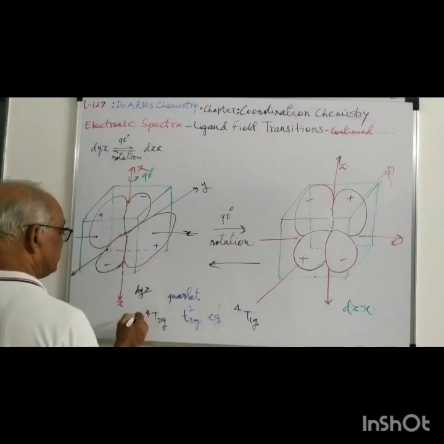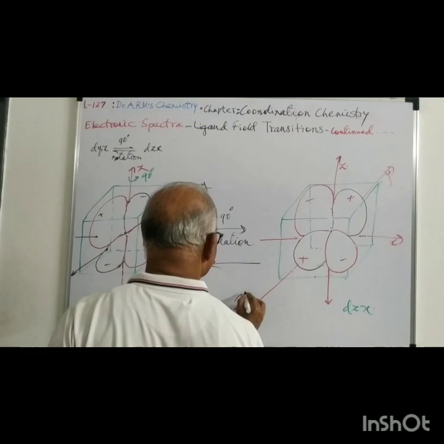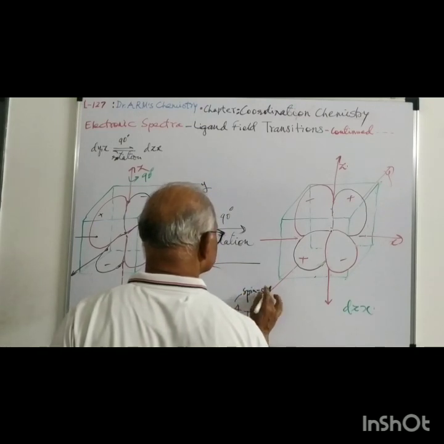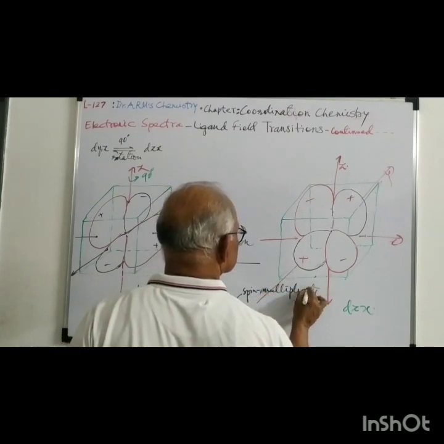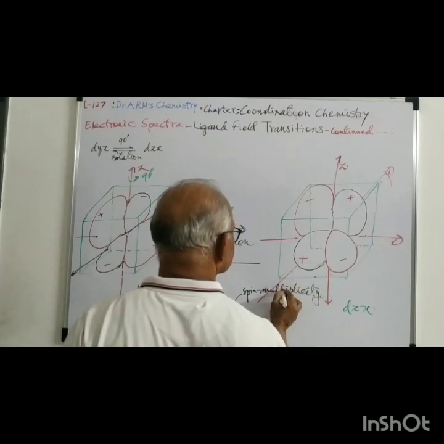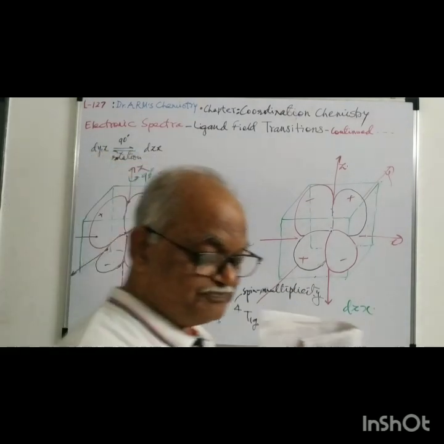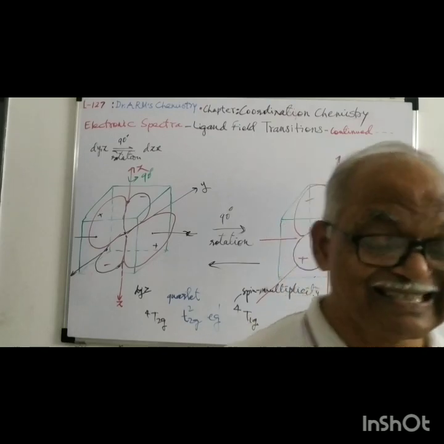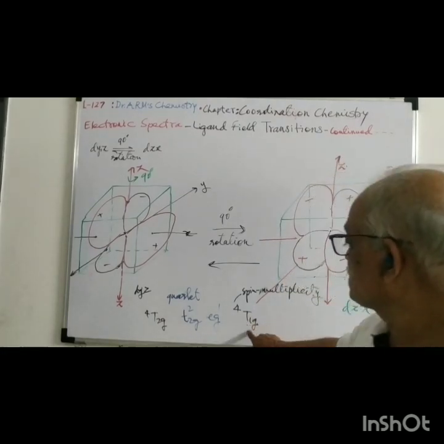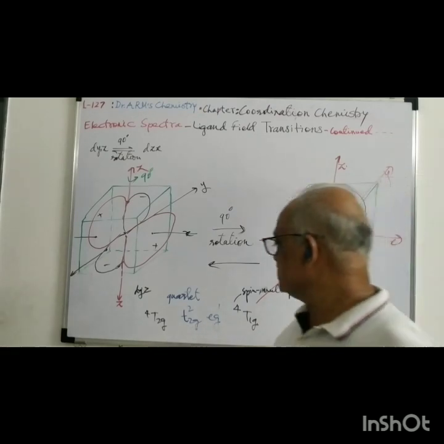Here we know that this 4 indicates a spin multiplicity. This T1 is considered as the spectroscopic state. This is the spectroscopic state, and these are electronic states of the atom.